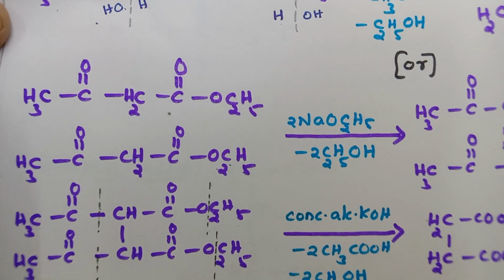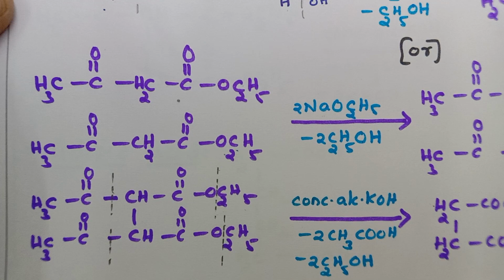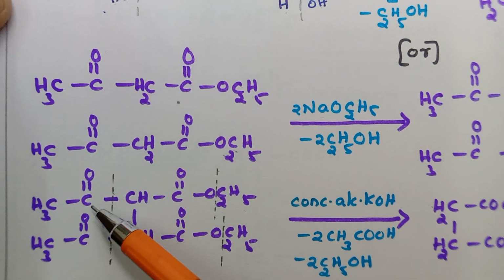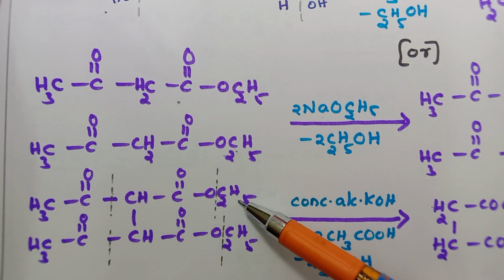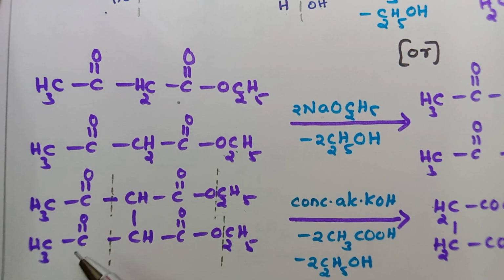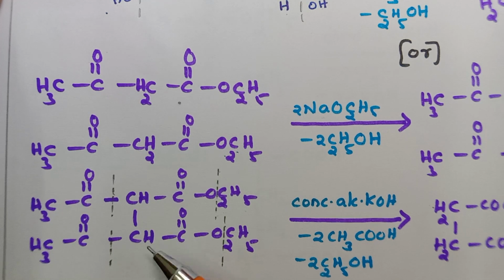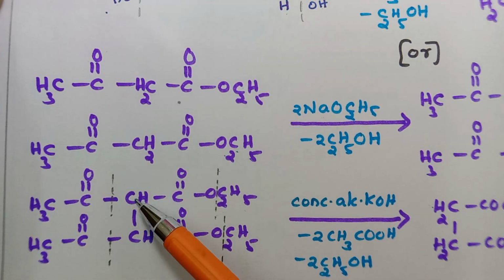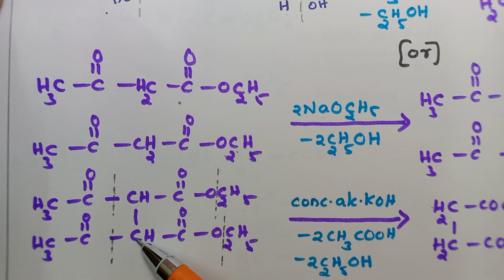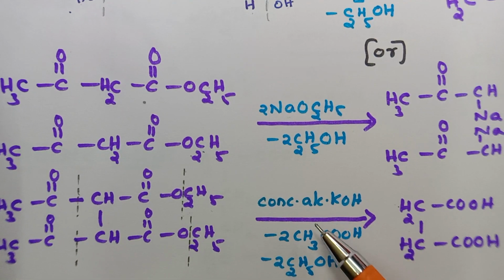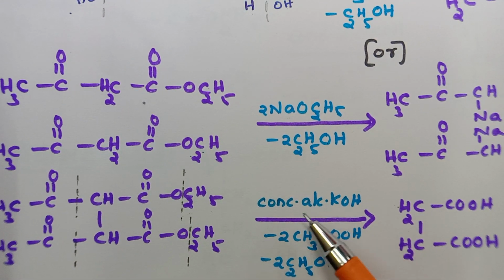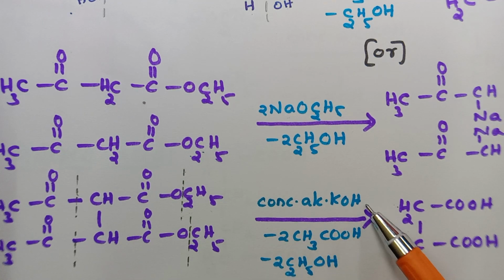CH3, C double bond O. Look here, students. CH3, C double bond O, CH, C double bond O, OC2H5. Next, CH3, C double bond O, CH, C double bond O, OC2H5. Look here, now there is a bond between this carbon and this carbon. Okay, now this is joined together. These two are joined together now. Next comes the reagent, concentrated alcoholic KOH.